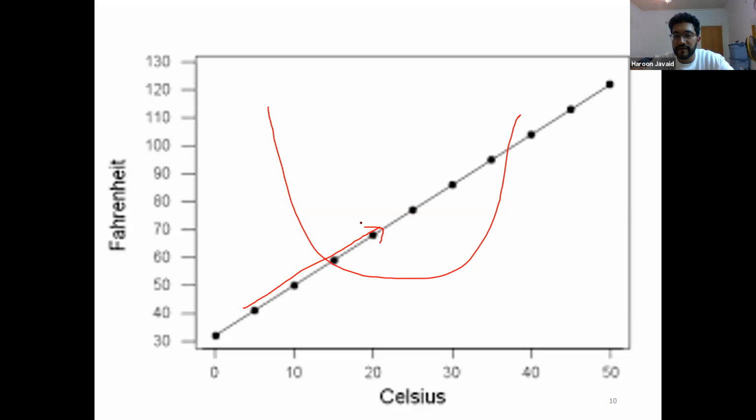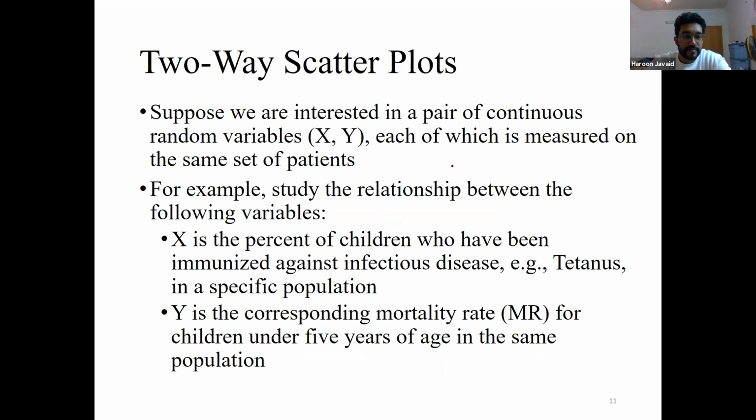So if they ask you if something does not lie on a straight line, does that mean it has no relation? No, it means it does not have a linear relation. It could have other relations, okay? Could be a cube or something. Make sense?